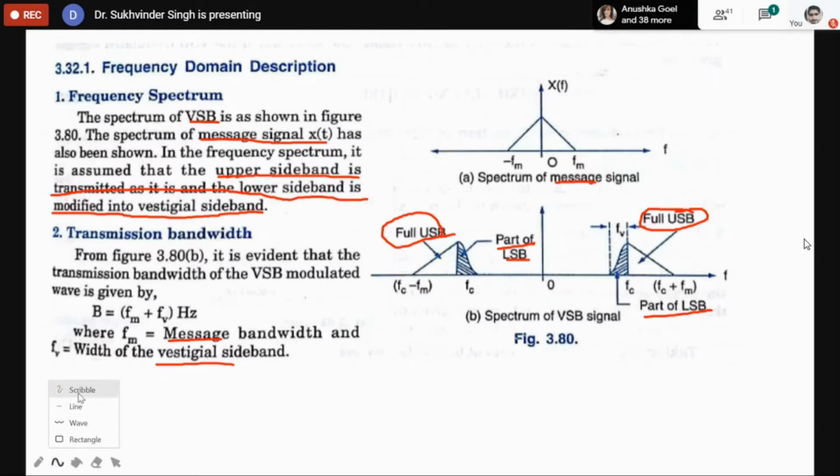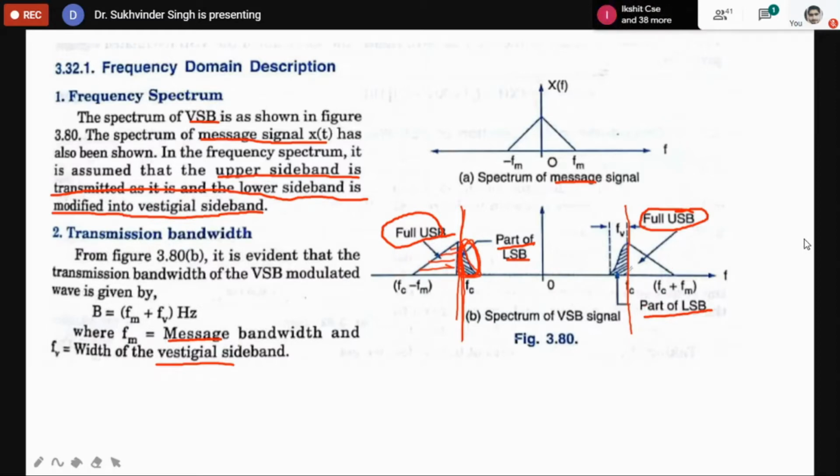Let me use the pointer here. This represents a sharp cutoff frequency. So to avoid this sharp cutoff frequency, since we are not able to devise devices which can filter at sharp cutoff frequencies, we have to take some part of the lower side. Now this represents some lower part which we have to take with the upper sideband, and this unwanted part is called the vestigial side.